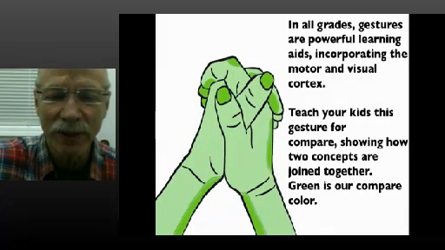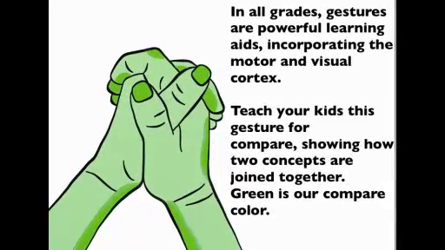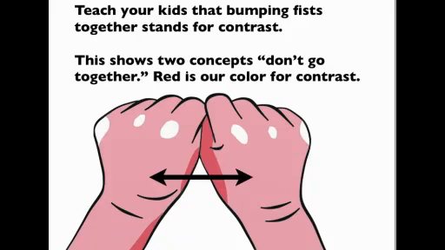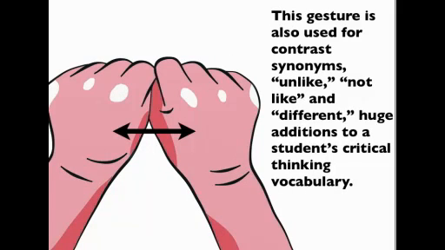All right, let's look at these techniques. There is the compare gesture. Green is our comparison. And they need to learn that compare has synonyms like, alike, and similar. There's our contrast gesture. Make it as I show it to you. Bump your fists together. And that gesture is a synonym for unlike, not like, and different.